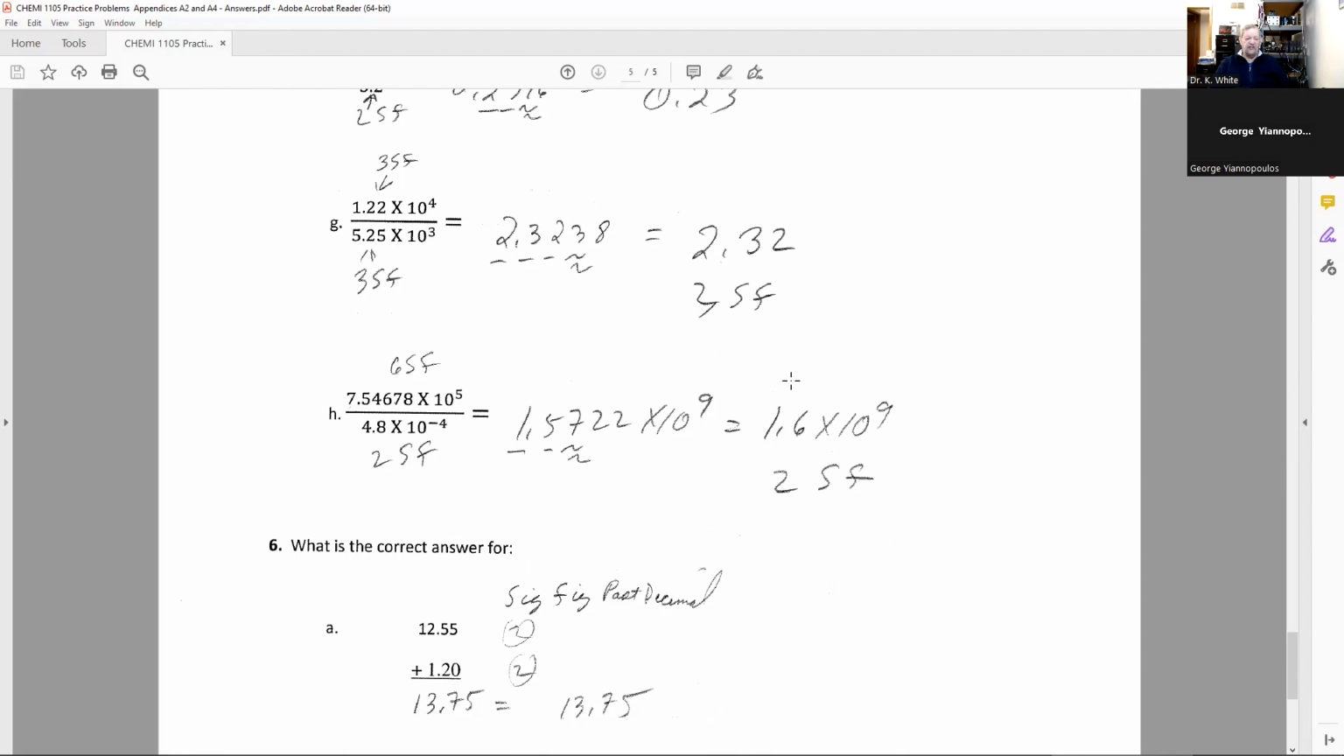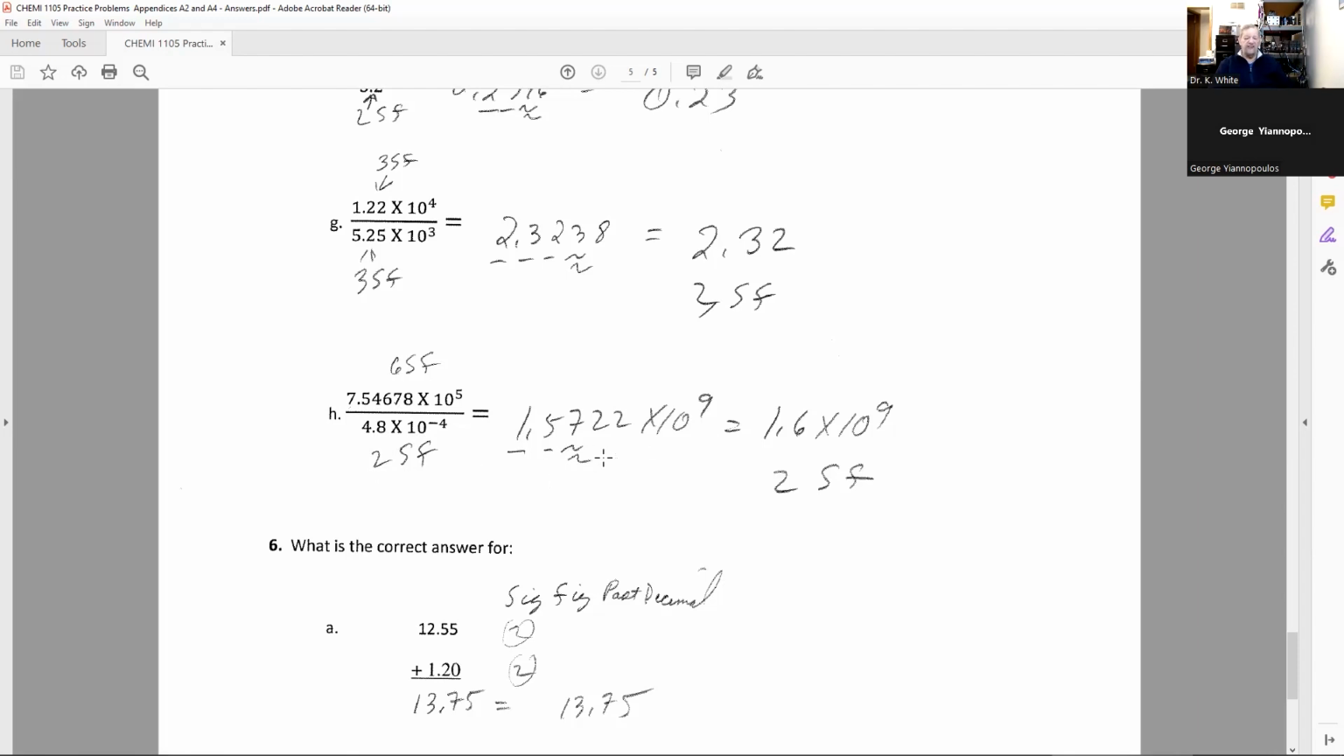Now, if we look at H, again, a division. For multiplication and division, you get the same number of significant figures in your answer that the number you multiply or divide by that has the fewest significant figures. 7.54678, that's a lot, has 6 significant figures. Remember, you ignore the x times 10 to the n. The bottom number you're dividing by, 4.8, 2 significant figures.